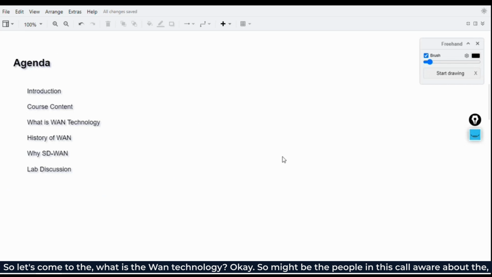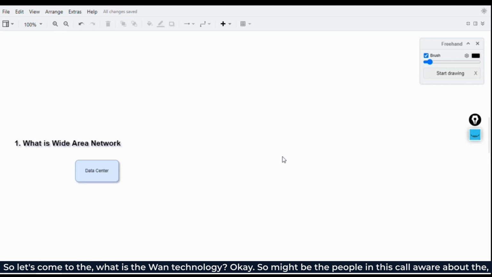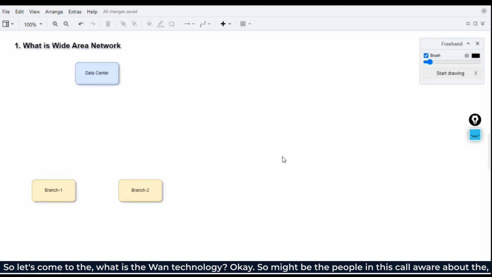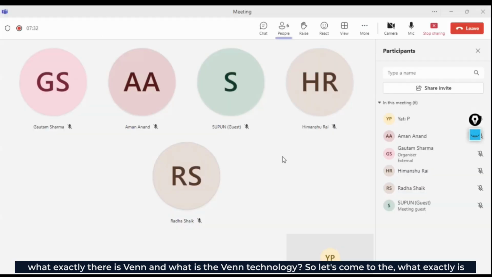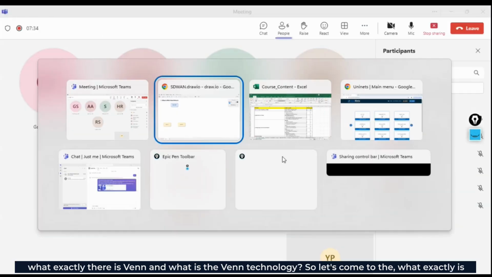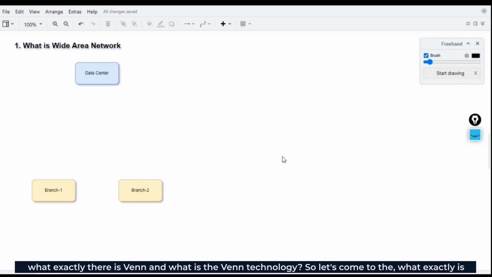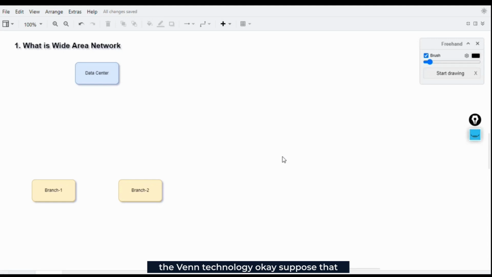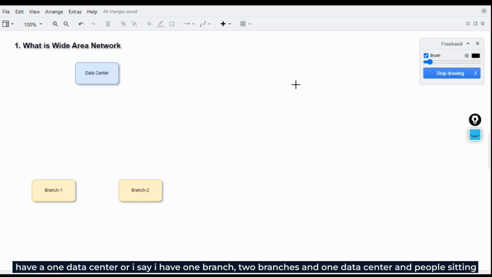So let's come to what WAN technology is. Maybe the people on this call are aware of what exactly SD-WAN and WAN technology are. Let's come to what exactly WAN technology is. Suppose I have one data center, or say I have two branches and one data center, and people sitting over there.